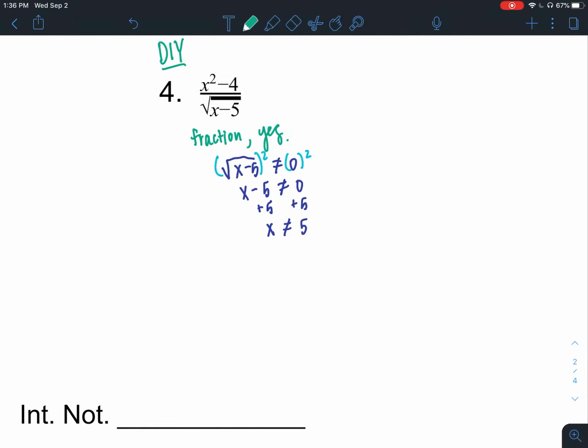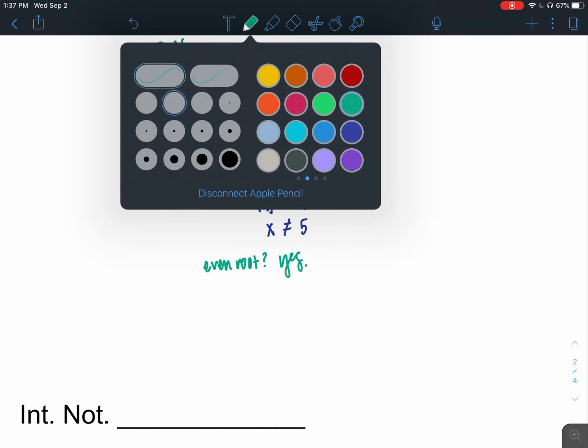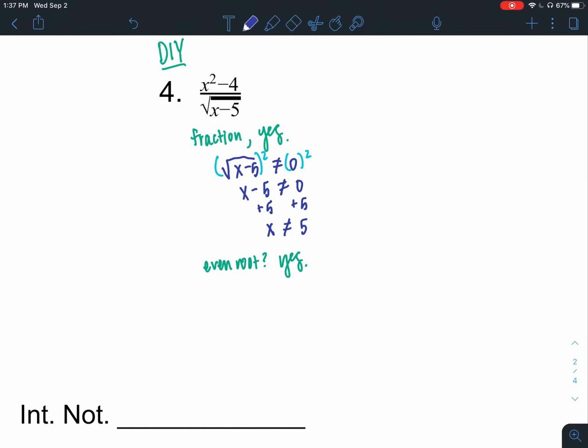Then I ask myself, is there a radical? Sorry, not just a radical, an even root. Yes, in fact there is. So what we will do is set the radicand x minus 5 greater than or equal to 0 and solve. So I have x is greater than or equal to 5.